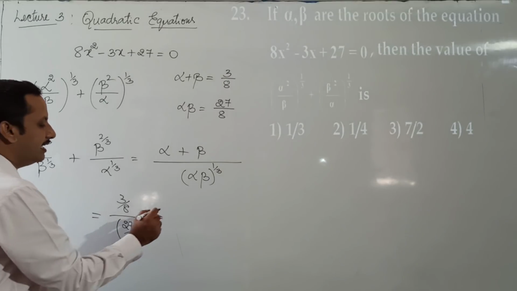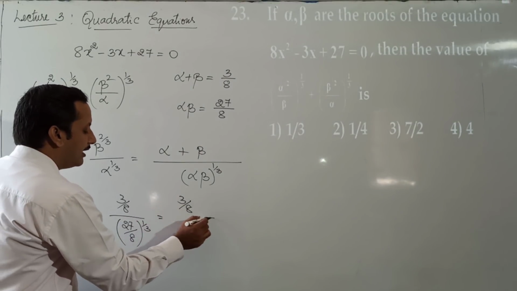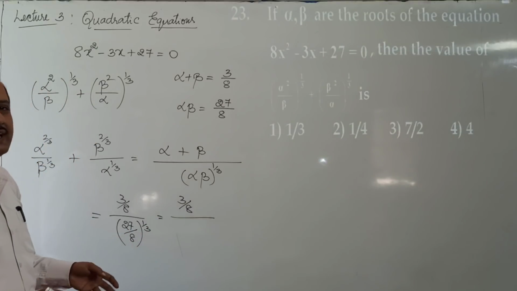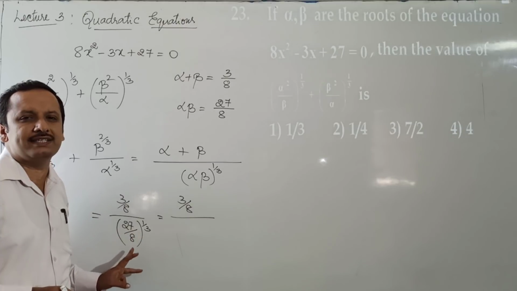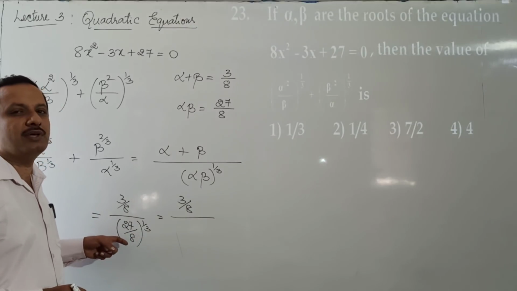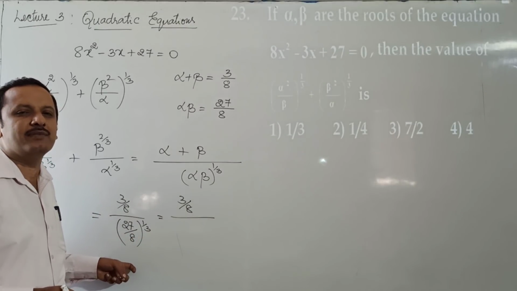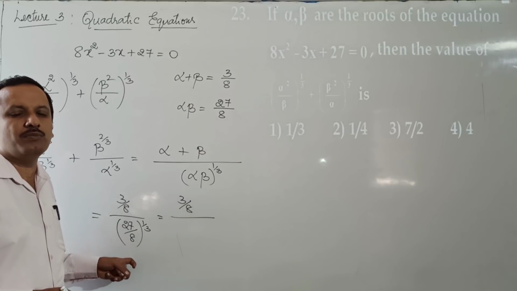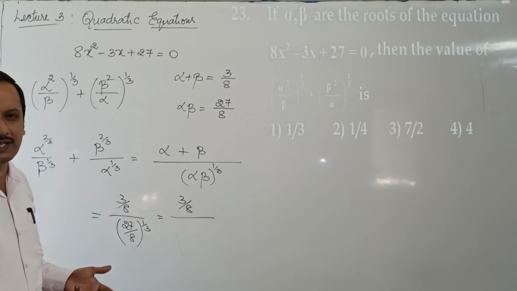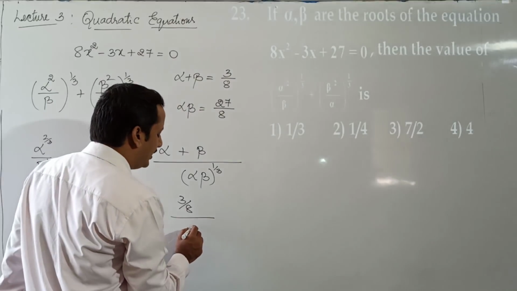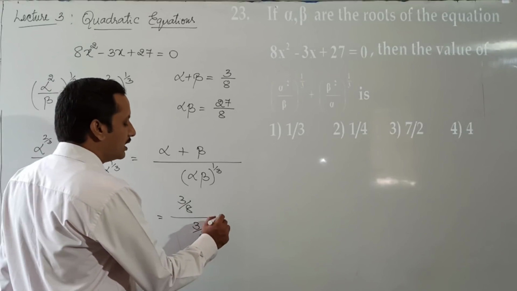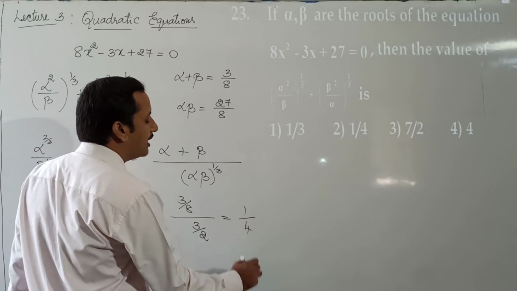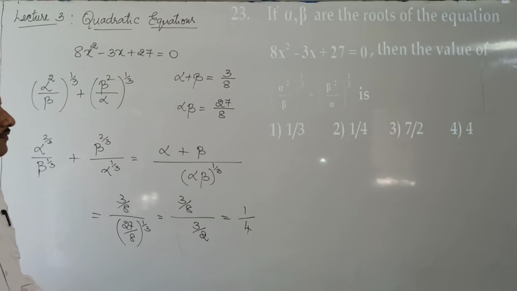Okay, 3 by 8 I will write as this, and (27 by 8) to the power 1 by 3, which means we are finding the cube root of 27 by 8. 27 can be written as 3 cube and 8 can be written as 2 cube. (3 cube by 2 cube) whole power 1 by 3, that is nothing but 3 by 2. 3 gets cancelled, 2 1s are 2, 4s are. So the answer is 1 by 4. 1 by 4, which is the second option.